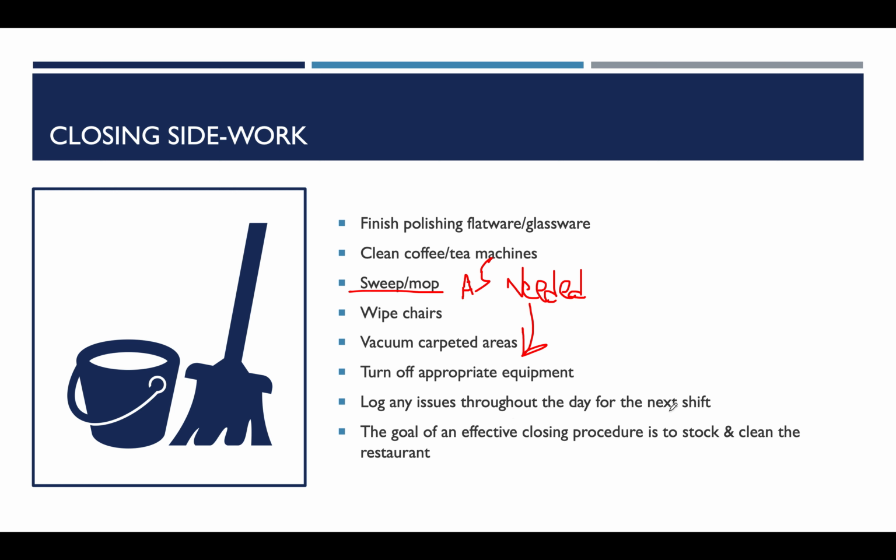Log any issues throughout the day for the next shift, such as stock items or things they should be aware that you're out of, or maybe last minute changes to reservations that are right away in the morning. Just make a little note, make sure that they know about that. This is more of a manager item than anything, but if something was brought to your attention as a server, you'd want to make sure to run that up the chain.